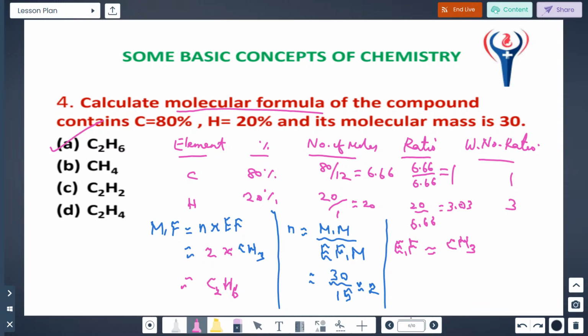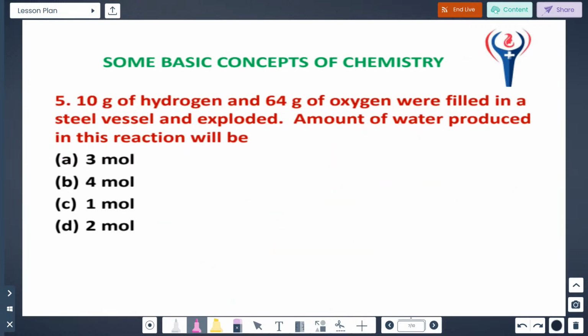Next one. 10 gram of hydrogen and 64 gram of oxygen were filled in a steel vessel and exploded. The amount of water produced in this reaction will be? So they are asking how much water is produced. As usual I told you, this also is a stoichiometric equation. You must know how to frame the equation. So hydrogen plus oxygen gives water.